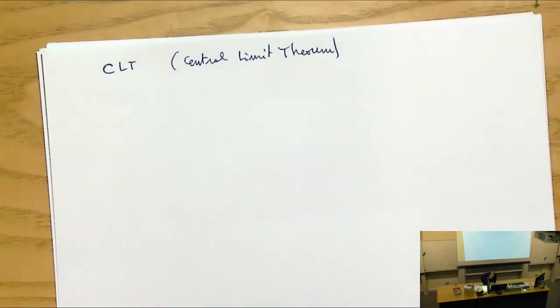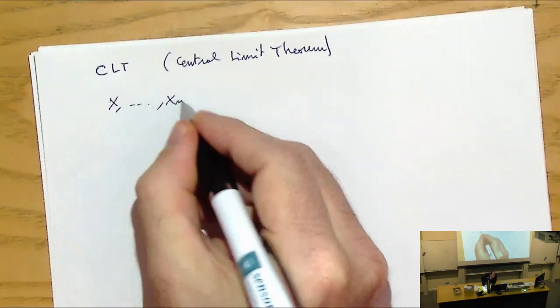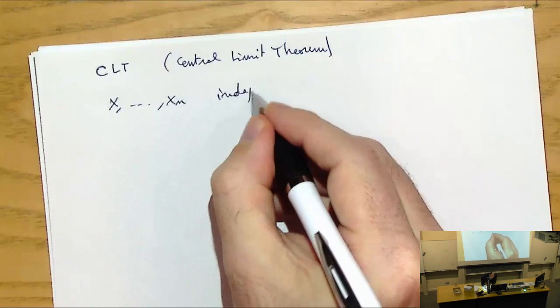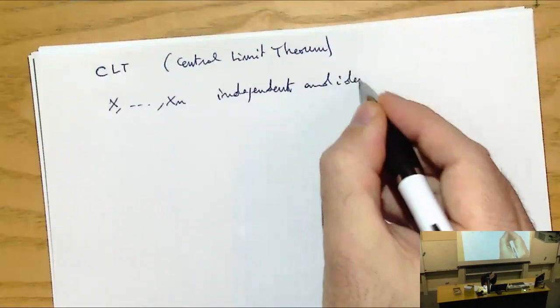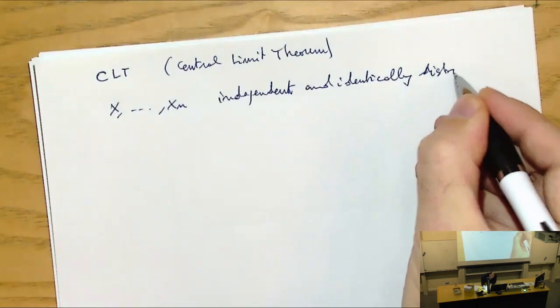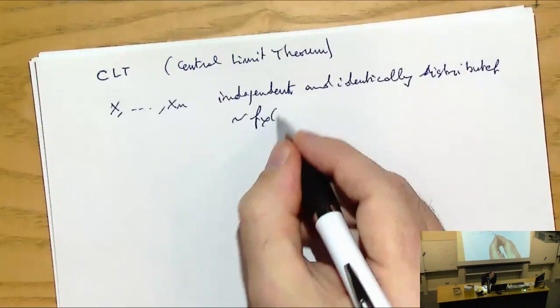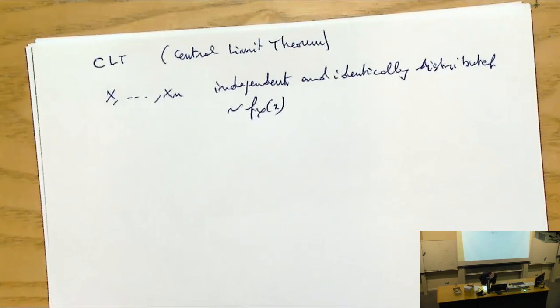And so what it says here is that if you have x1 all the way to xn, and here I make the condition a little bit stronger, they are independent and identically distributed. So they all have the same distribution fx of x, right? Maybe all normal, or all exponential, or all Bernoulli, whatever.